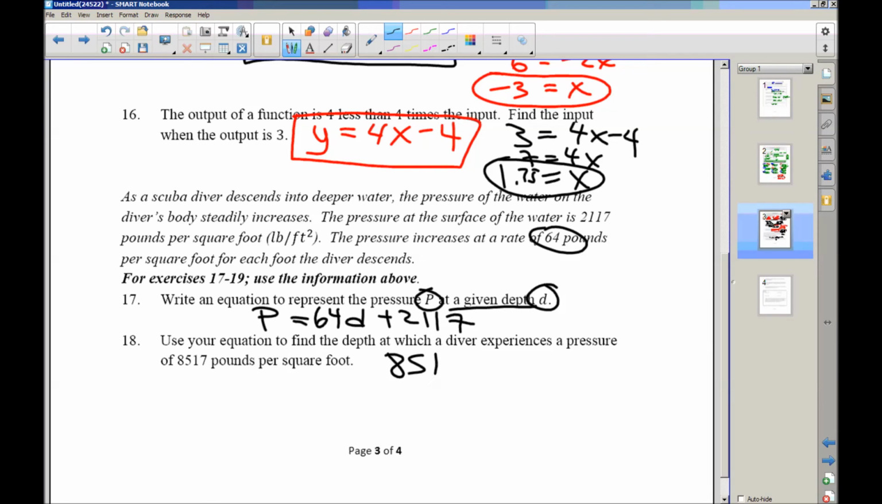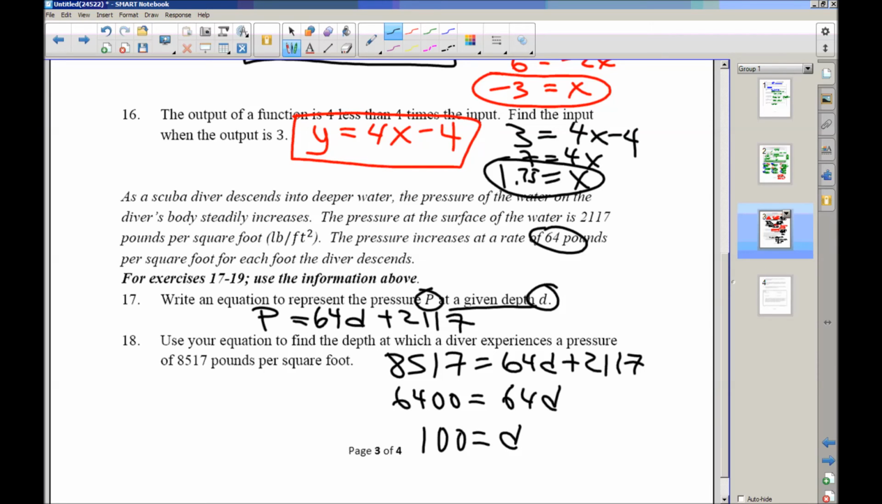So the pressure is 8,517. We set that equal to 64D plus 2,117. Subtract 2,117 from both sides. We get 6,400 equals 64D. Then you divide by 64, and you get 100 is D. So we got this. The diver is 100 feet deep.